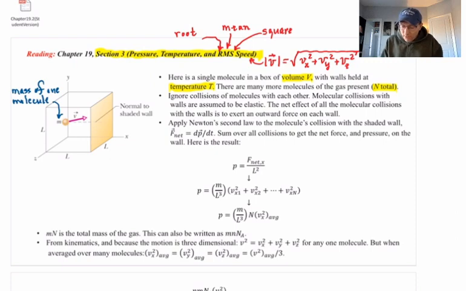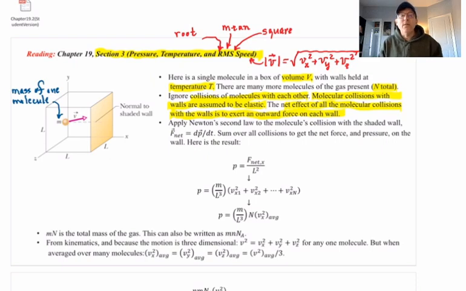Okay? We're going to ignore collisions of the molecules with each other for this calculation. And we assume that the molecular collisions with the walls are elastic. The walls don't budge. And so all that happens in the collision of a molecule with the wall is that the molecule reverses its direction. Okay? Reverses its velocity, I should say, without changing the magnitude of that velocity. That's what elastic means. Now, the net effect of all the molecular collisions with the walls is to exert an outward force on each wall. And the force per unit area is the pressure.